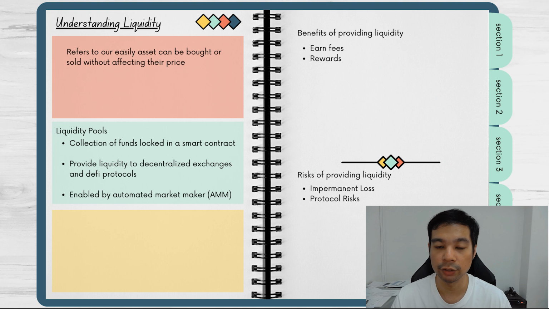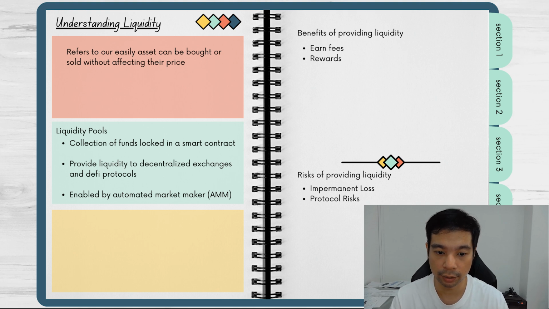You might have heard of this term called liquidity pool. So what are they? They are a collection of funds that are locked in smart contracts, and they provide liquidity to decentralized exchanges, DEXs, and also DeFi protocols. These pools are powered by automated market makers, in short, AMMs, and they use algorithms to price assets within the pool so that users can trade without the need for a traditional order book. There are several benefits to providing liquidity.